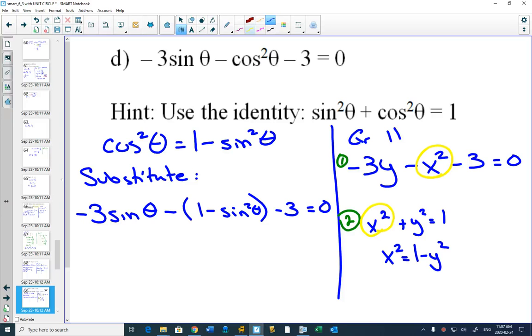Now, what kind of equation does this give us? It gives us a quadratic equation because I've got a sine squared and a sine. So I'm going to do a little bit of simplification. This negative would get distributed. That's going to give me a positive sine squared. I still have minus 3 sine theta. Can you see here you'd have a minus 1 minus 3, give you minus 4 equals 0.